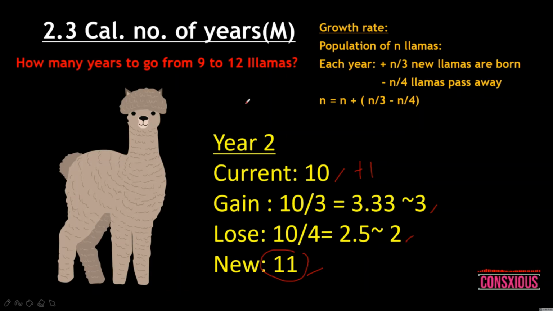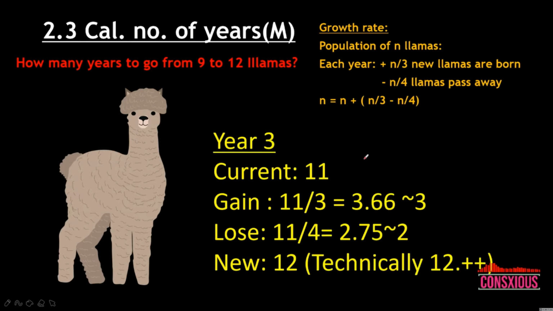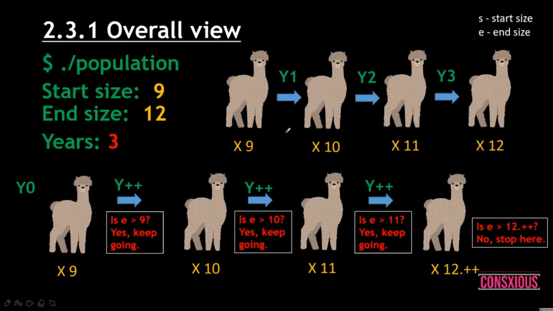So the 11 is still not 12. We haven't reached the point of 12 llamas. So in year 3, we have 11, we have gained 2, lost 2, plus 1, something. So you can see it's around maybe 12 point something or 13 plus. So we can see we are actually reaching this 12. So we can assume it's 3. So overall, we can see the key is 9, the answer is 12, and after calculation, we know the answer is 3.